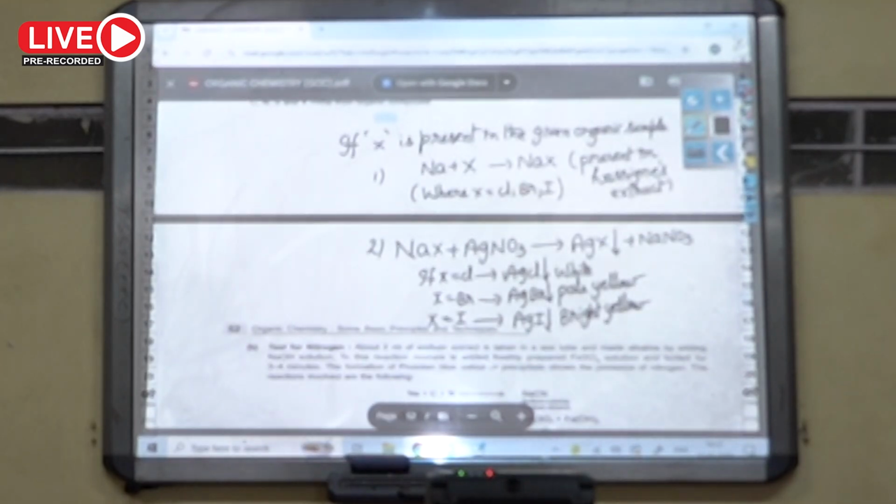So very simple. You have taken Lassaigne's extract initially in big quantity. You take a small amount and test for each one. In the detection of halogen, if the given compound contains halogen, what halogens? Chlorine, bromine and iodine only, not fluorine. So we will discuss that now. Why fluorine cannot be detected by Lassaigne's test, I already discussed in the halogen family. Now I repeat the same point again, because students cannot recollect from long ago.